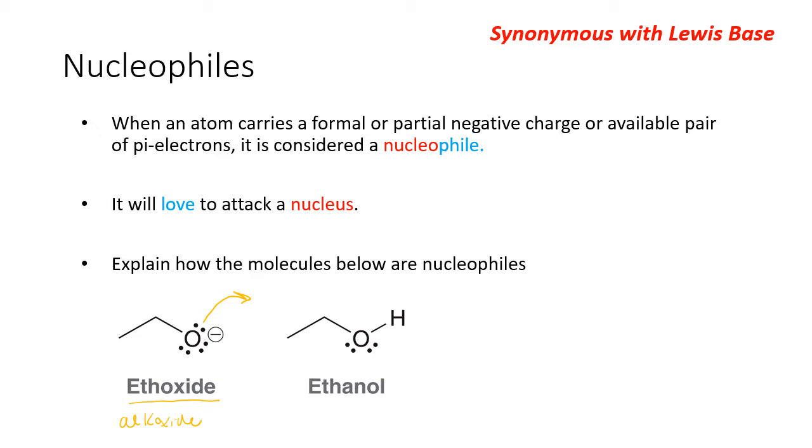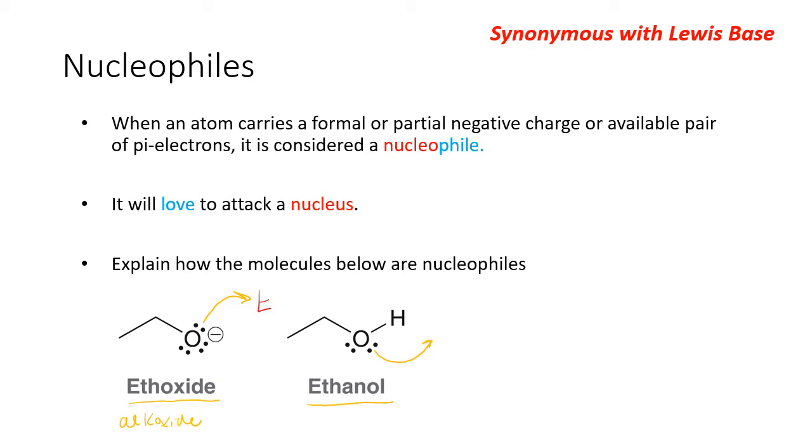So a nucleophile could be a negatively charged molecule. That's pretty common for a nucleophile. It could also be a neutral molecule, no charge. So something like ethanol could also function as a nucleophile. It wouldn't be as strong as ethoxide because ethoxide has a negative charge, but ethanol does have 2 lone pairs of electrons, so it could donate one of those lone pairs of electrons to an electrophile.